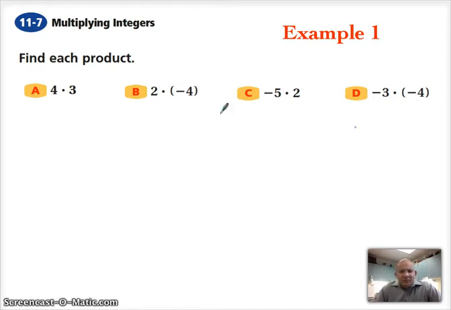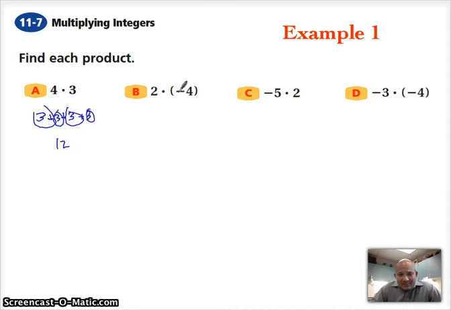What I want to do first, before we find each product, is tell you what we need to think about as we're finding the product. For example, for 4 times 3, well, we know it's 12, but what does it mean? It means we are multiplying 4 times 3, or we are finding 4 groups of 3. 4 groups of 3 would look like this: 3 plus 3 plus 3 plus 3. That's what 4 groups of 3 would be. That equals 12, of course.